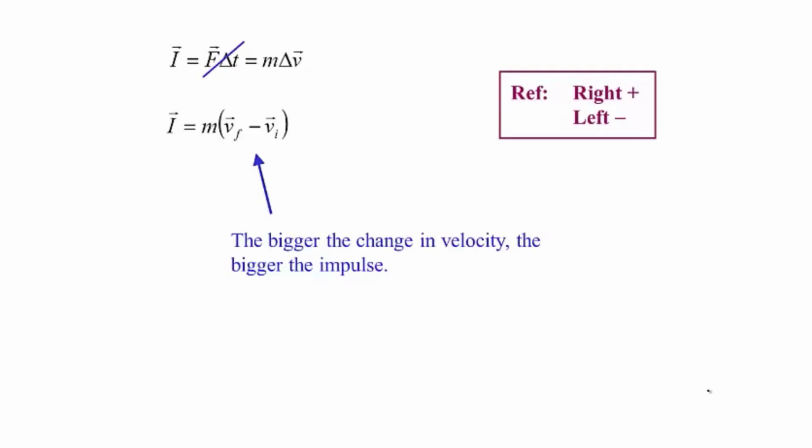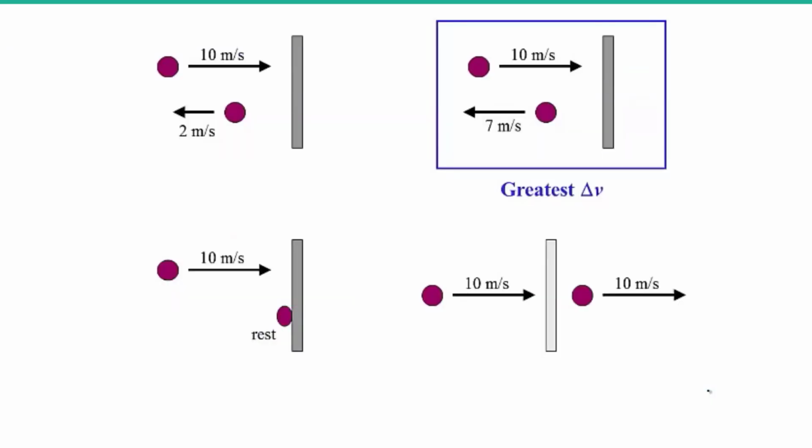Okay. So we're not given information about force and time, so we're going to use the m delta v thing. So m delta v: the bigger the change in the velocity, the bigger the impulse, because the mass doesn't change. So we're just looking at the biggest change in velocity for this one. So for A, the initial velocity of the ball was 10 meters per second, and it rebounded at 2 meters per second.